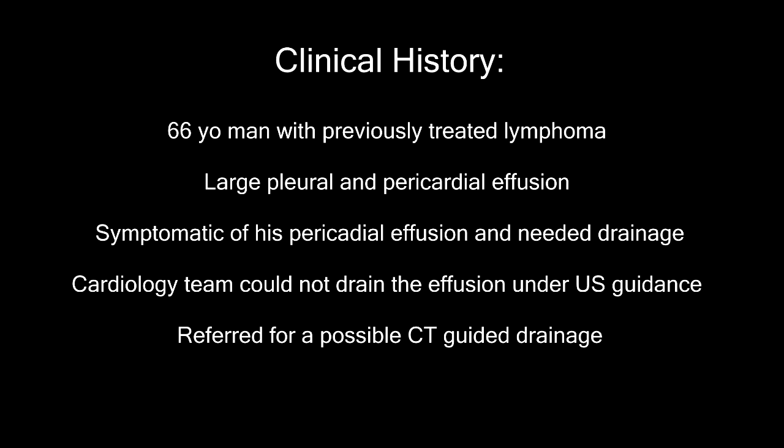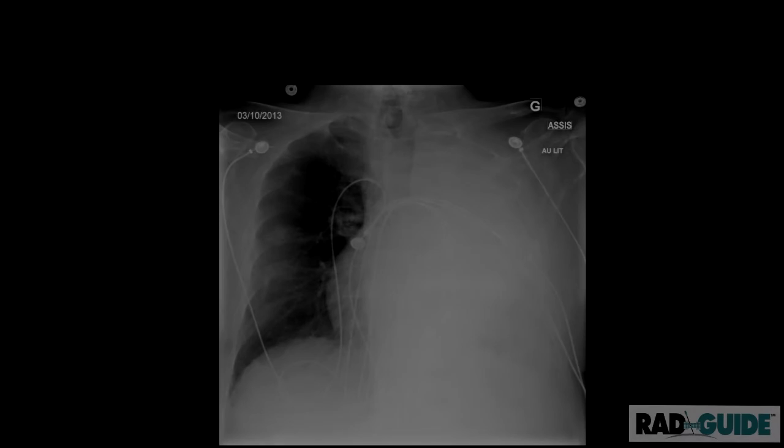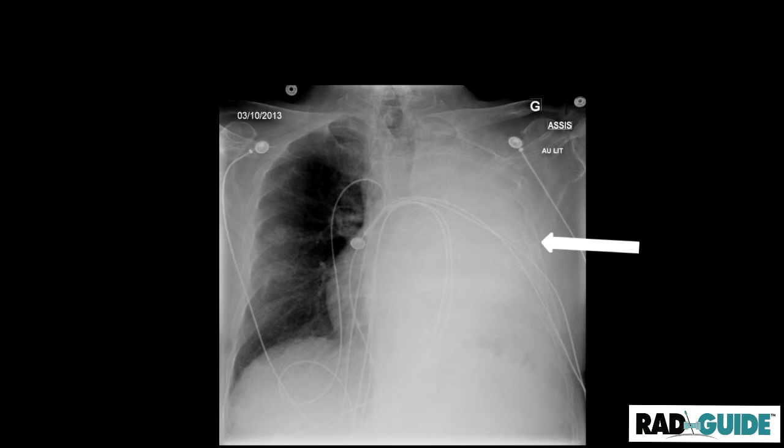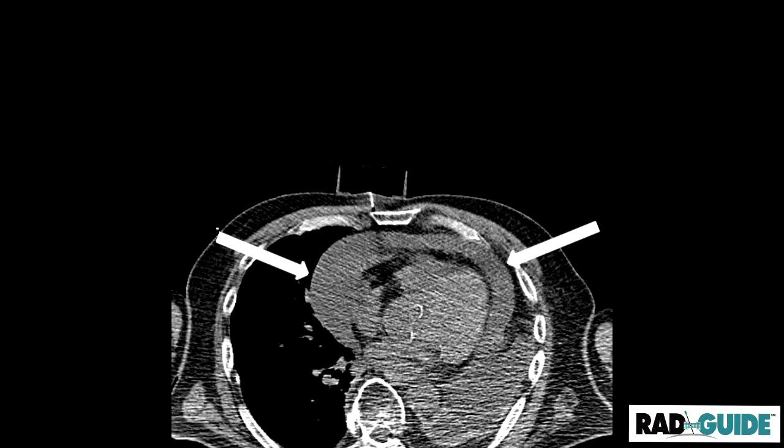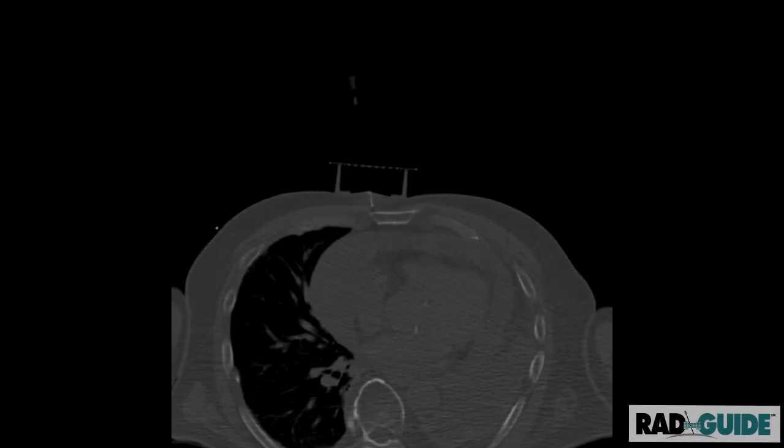The cardiology team could not drain the effusion under ultrasound guidance, so he was referred to us for a possible CT-guided drainage. The chest X-ray shows a massive left pleural effusion, and the right heart contour seems to be enlarged. This first CT image shows the large pericardial effusion.